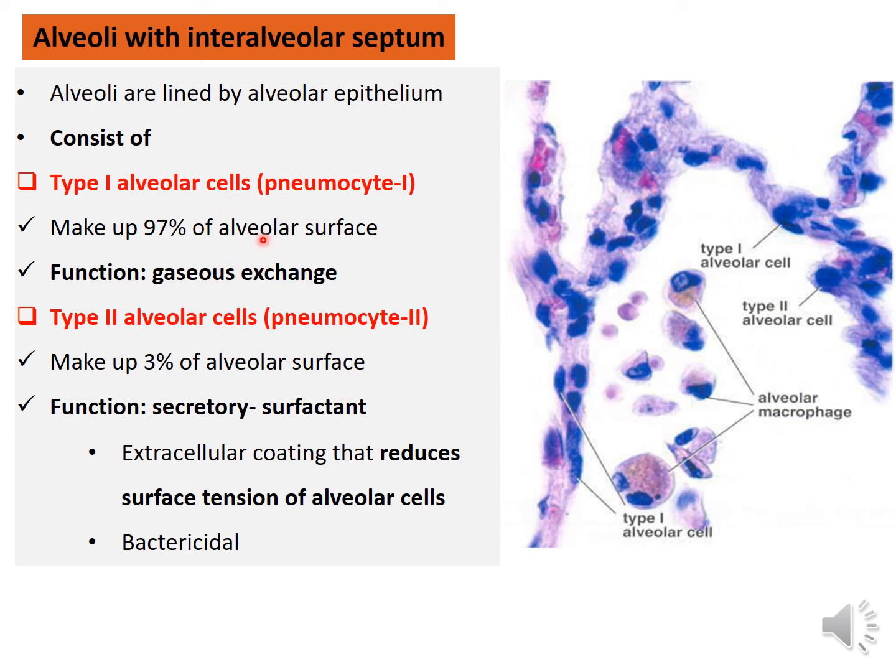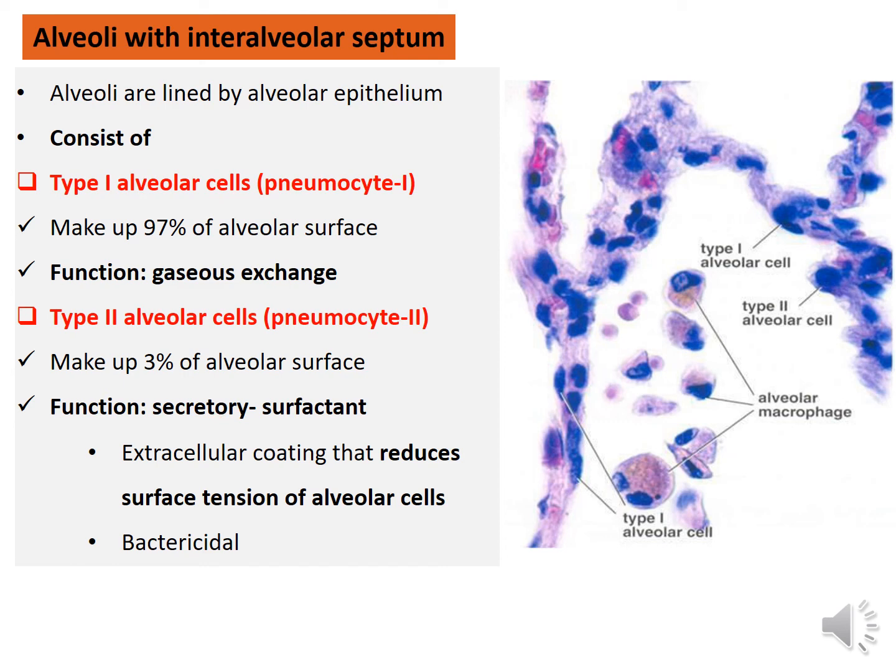The majority cell type is called the type 1 alveolar cell. It constitutes approximately 97% of the alveolar surface. The main function is gaseous exchange. The other type is the type 2 alveolar cell. It makes up 3% of the alveolar surface.